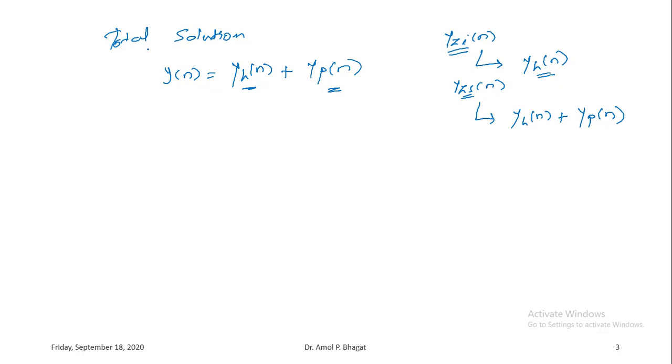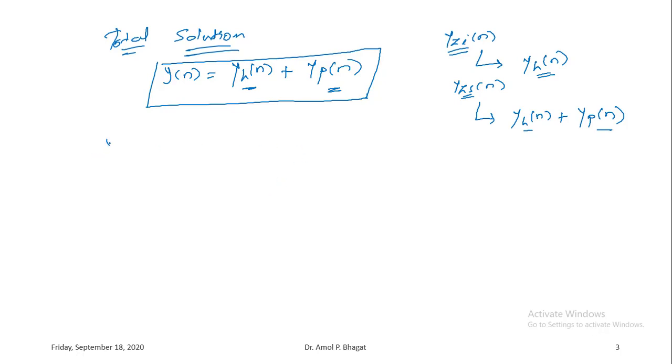So the generalized form of this total solution comprises two parts, that is homogeneous solution and particular solution, right? So initially we'll look at the procedure how to identify homogeneous solution, then we'll see how to identify zero input response from the homogeneous solution, then we'll see how to identify particular solution, then we'll see how to identify zero state response by combining homogeneous solution and particular solution, right?